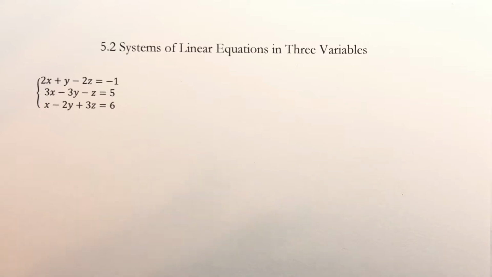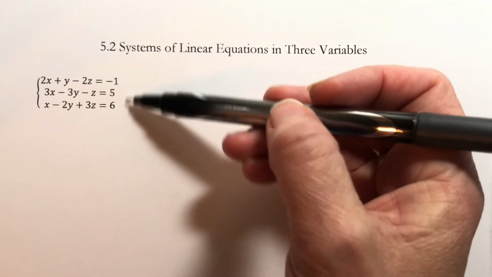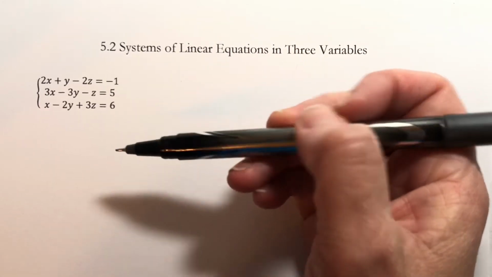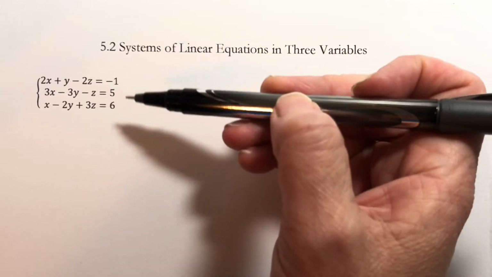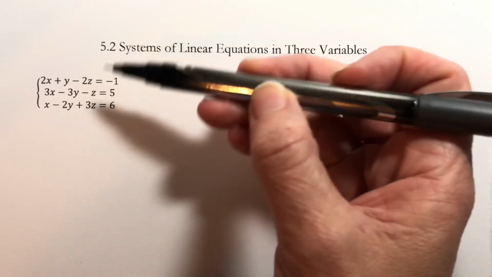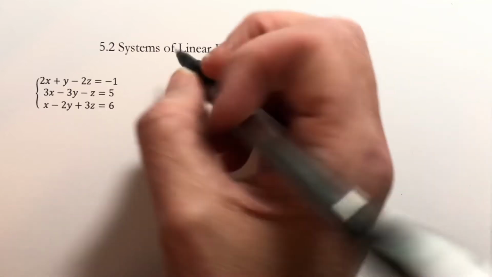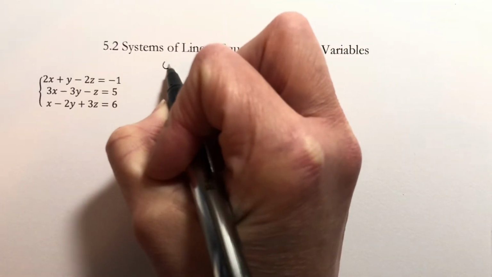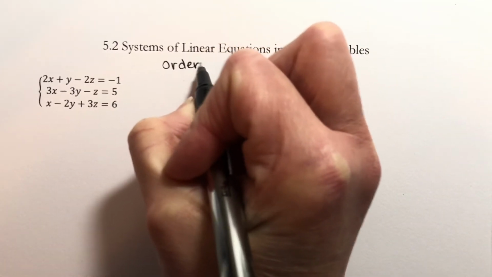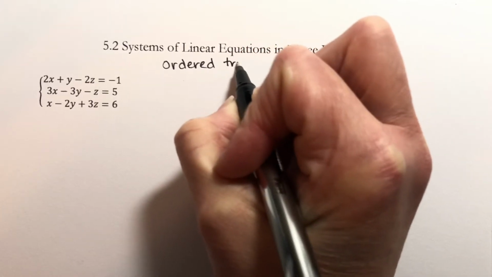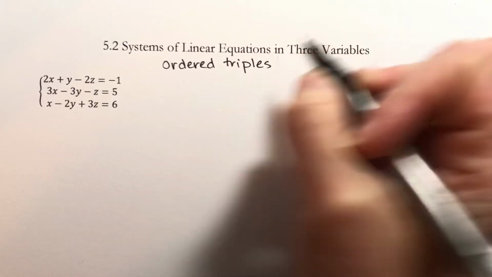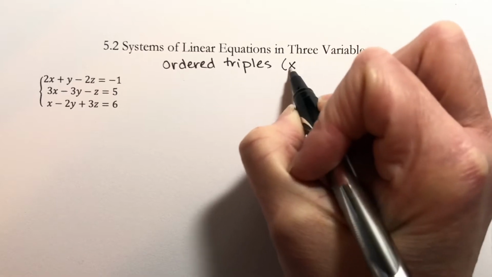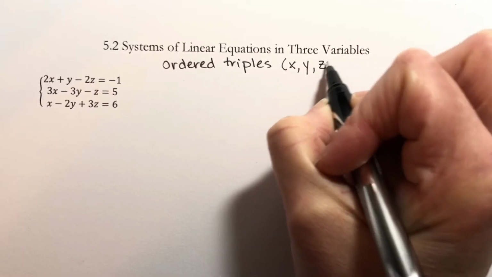Now, I'm not going to make you do that, but these are 3-dimensional objects, and if we do have a solution, they do intersect in one point in 3-dimensional space. And we're going to write our answers as ordered triples. And ordered triples are always x, y, z.